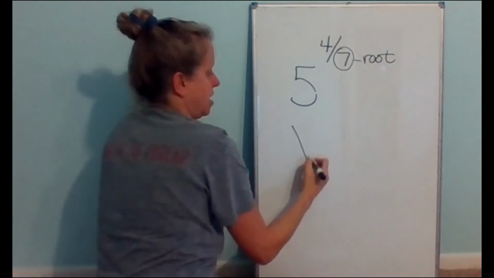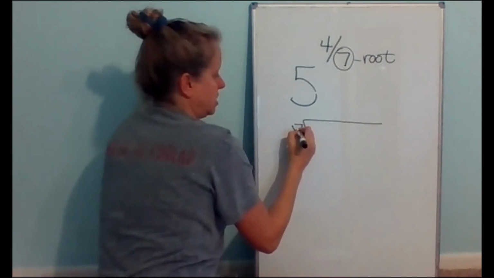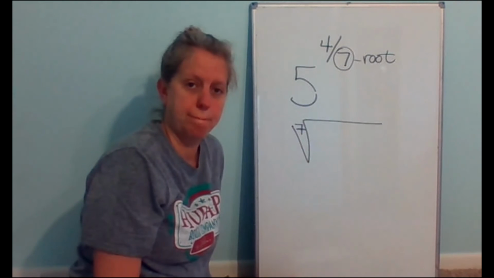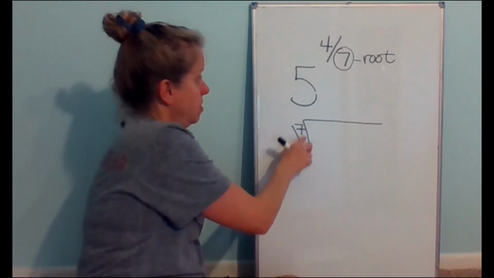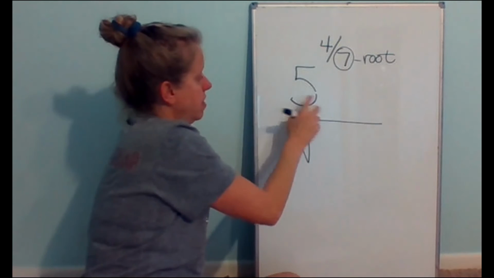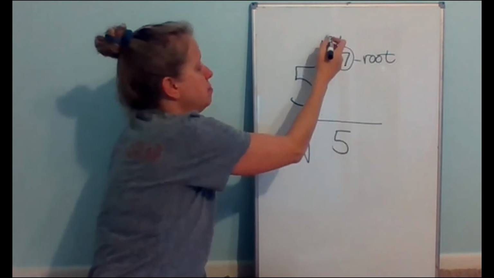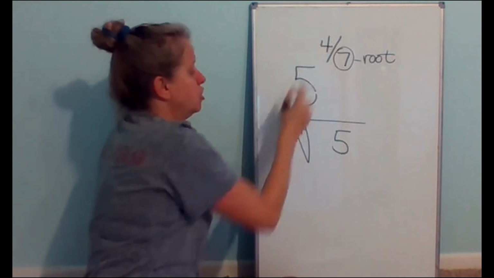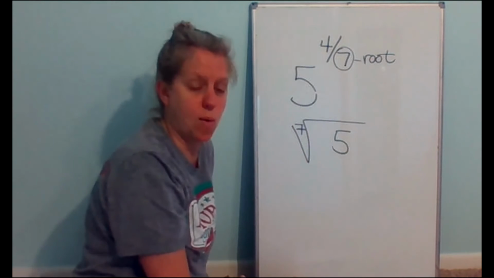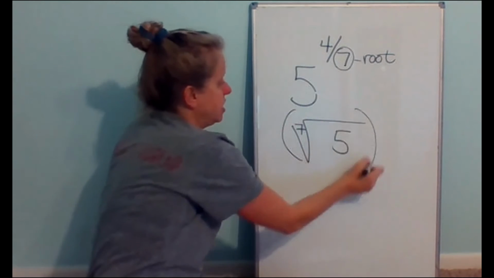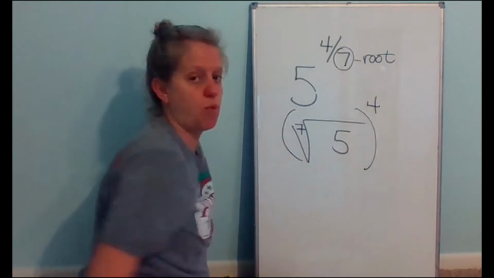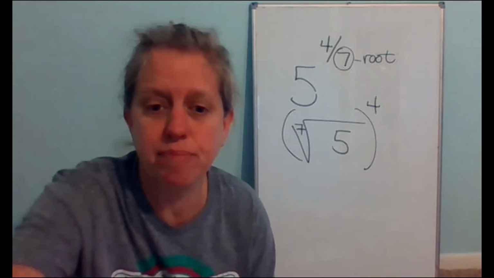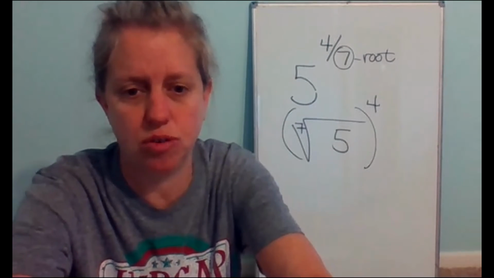So let's see. I have a little radical sign like this with a 7 as the root number. Seventh root of 5. Now, this means I want to raise all of this, the 7th root of 5, to the 4th power. So I'm going to put parentheses around that and raise that to the 4th power. How am I going to type that into MathLab? Let me share my screen real quick.